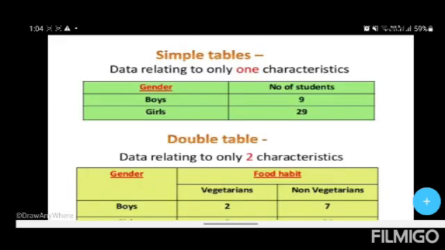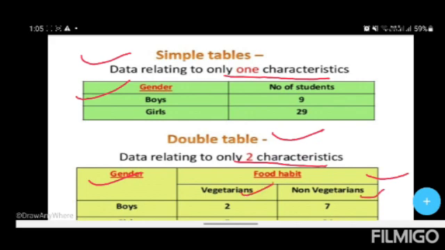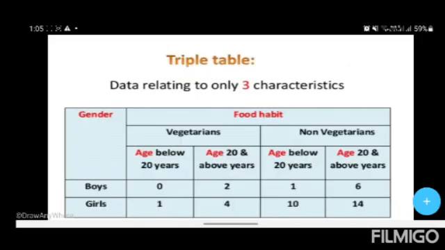When the table has only one characteristic, it is called a simple table. And when it has two characteristics, it is called a double table. For example, here we have food habits of vegetarians as well as non-vegetarians. So this table is a double table. A triple table has data relating to three characteristics. Here we have a triple table.